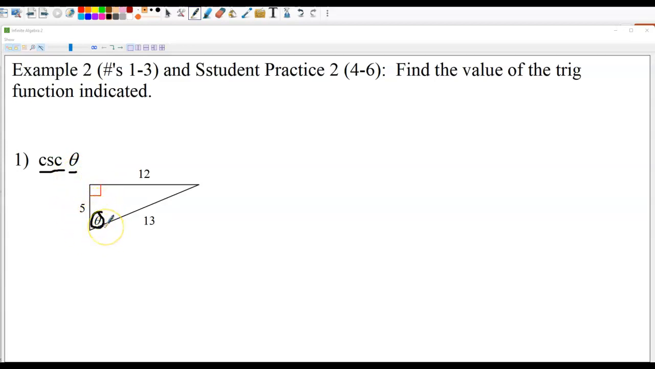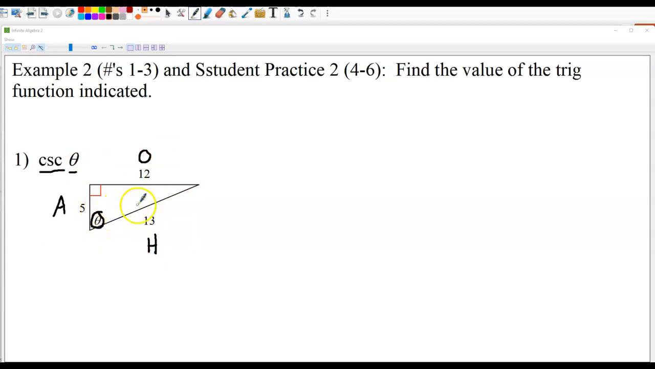If this is my reference angle, which one is the opposite side? Hopefully you recognize that's the 12. Which one is the adjacent side? Hopefully you recognize that's the 5. And which one is the hypotenuse? Obviously, it would be the one that's left over, the 13. All right, so we've got our sides labeled. So step 1 is make sure you label your sides based on the angle that they gave us.